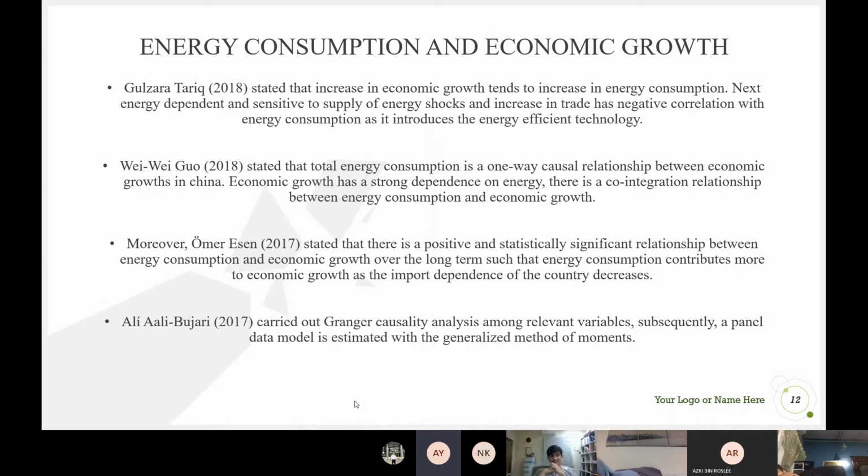Ali Bujari 2017 carried out Granger causality analysis among 11 countries. Subsequently, a panel data model is estimated with the generalized method of moments. The main empirical finding is that real gross domestic product per capita growth is positively affected by the growth rate of energy used per capita in the study economies.